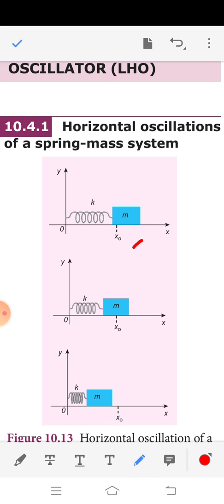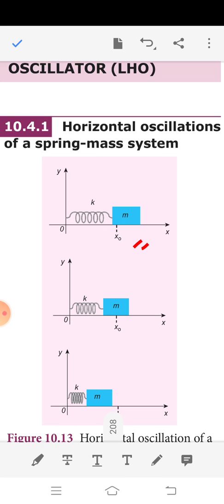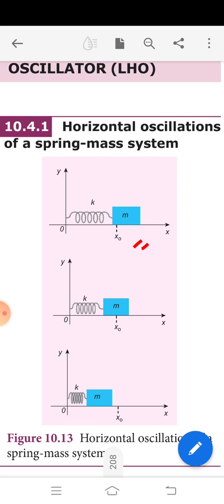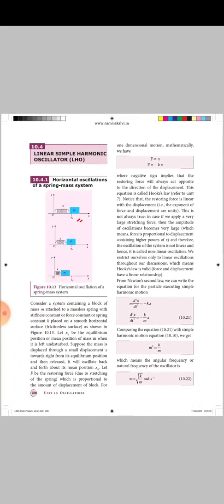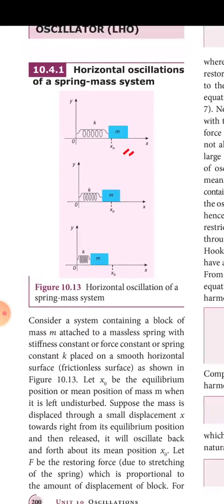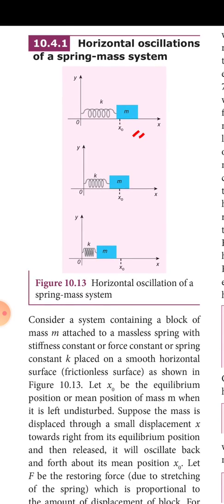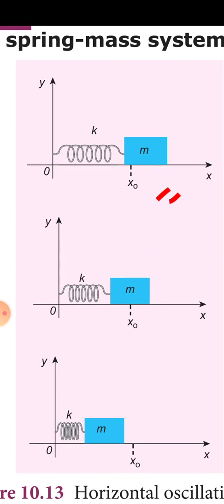This is a block of mass m1. And the mass is attached to a massless spring with stiffness constant, or force constant of the spring, called K.